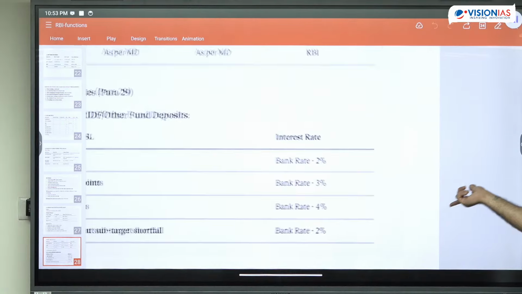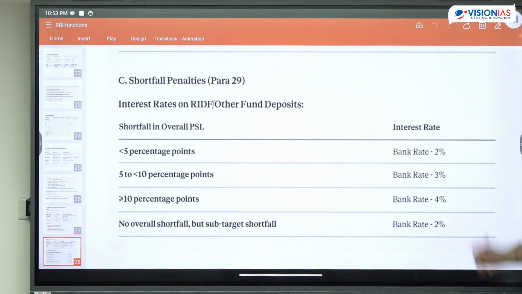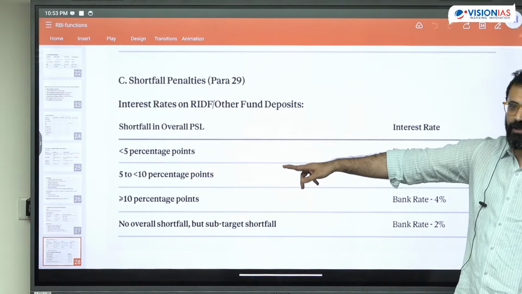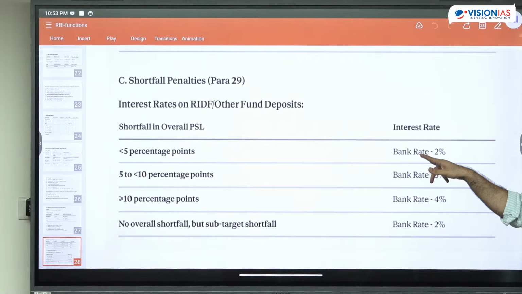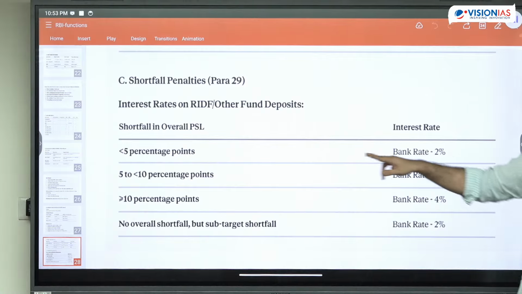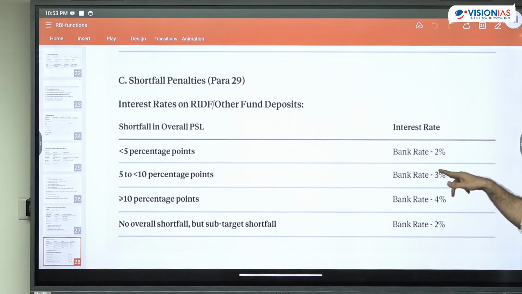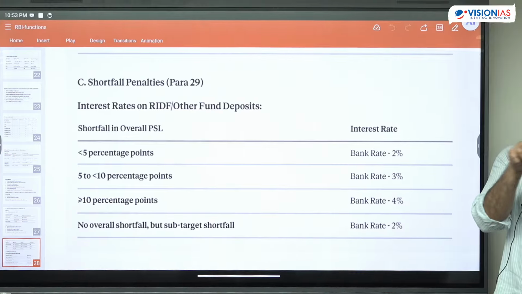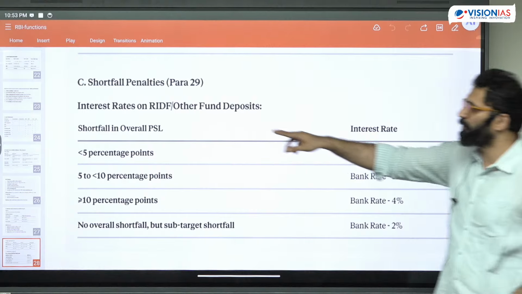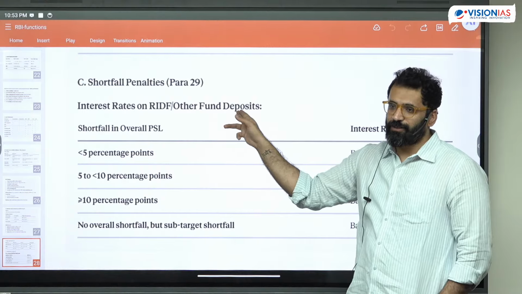This is what I was talking about, the interest. If the shortfall is less than 5%, you will get an interest rate of bank rate -2. If the shortfall is 5 to 10%, you will get bank rate -3. This is the interest rate which the banks will receive when they put the money in the account. What type of account? RIDF or any other accounts.